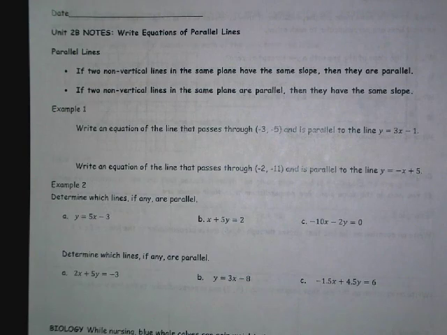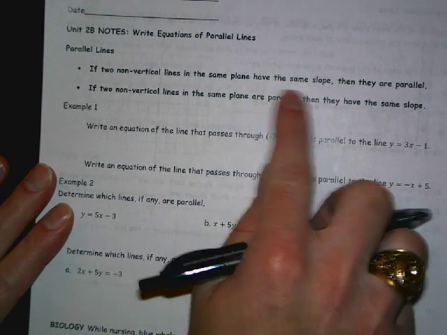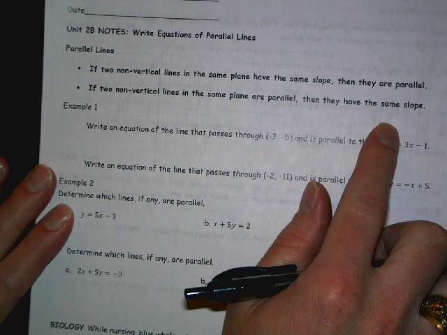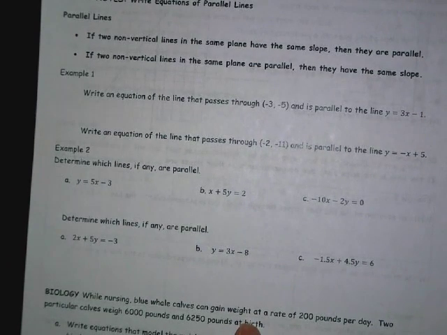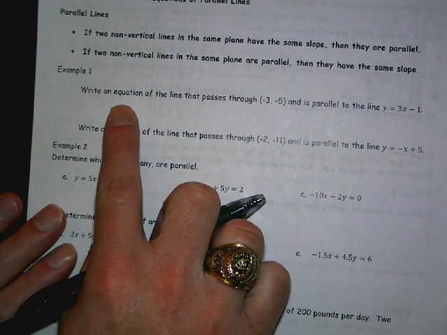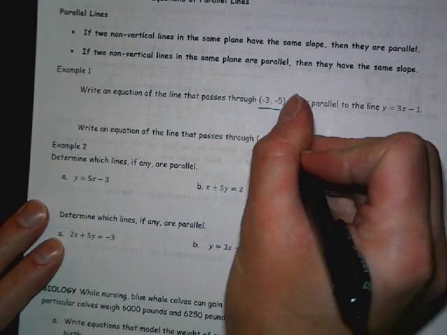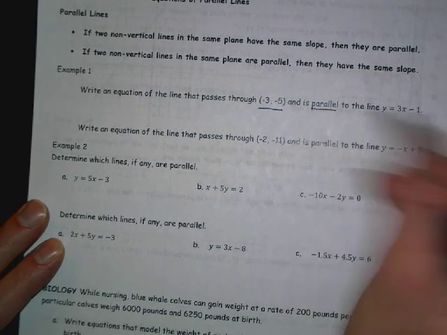Make sense? So if two non-vertical lines in the same plane have the same slope, they are parallel. If they're parallel, we can assume, vice versa, they have the same slope. Okay, so parallel is going to be easier than writing perpendicular. So first way we might look at it, or the way you might be asked, is write an equation of a line that passes through a given point here, so -3, -5, and is parallel to this line.